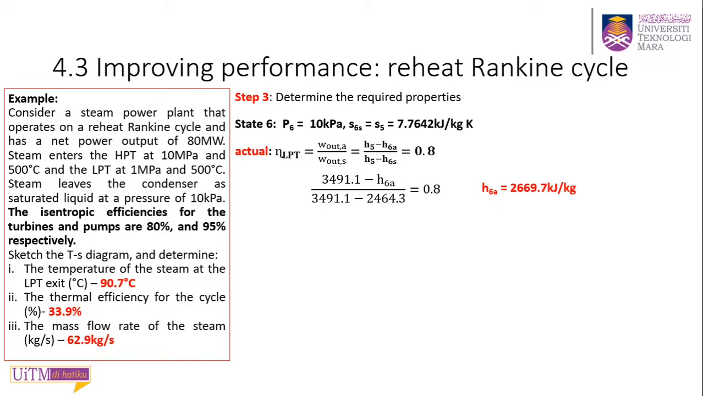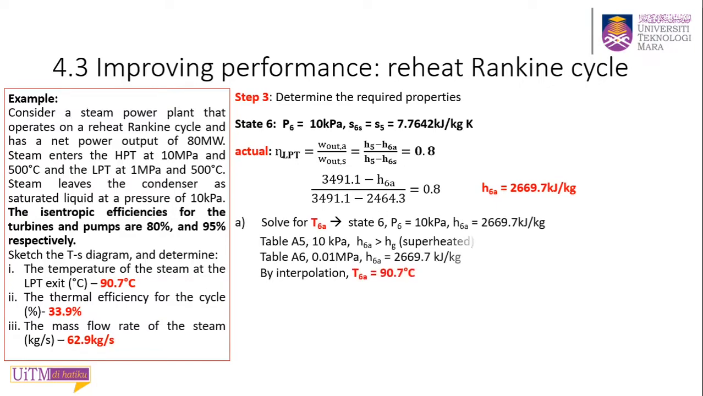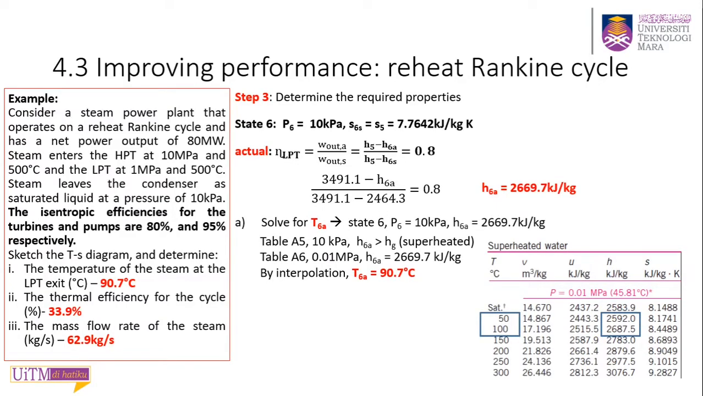And also, we can now solve for the first item, which was asked in the question, which is to find the actual exit temperature at state 6. Using table A5, based on the known properties, we can see that the actual phase for state 6 is in the superheated form. Therefore, by using table A6, based on the known properties, we can interpolate for the actual exit temperature at the low pressure turbine.